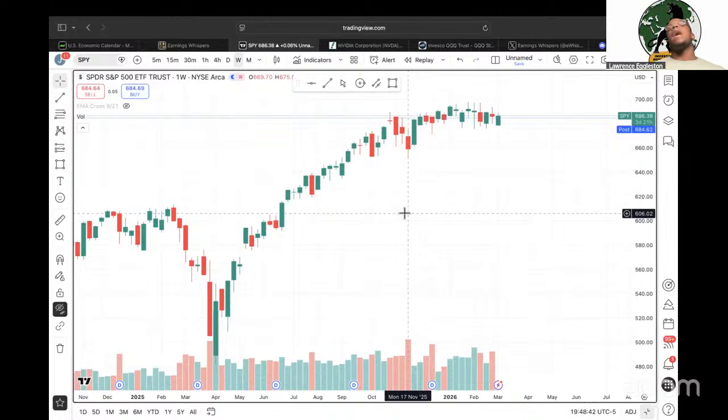What's the order of how the indices correct? NASDAQ always corrects first, S&P corrects second, Dow corrects third. The distance between the S&P and the Dow is usually about 2%. A lot of times the Dow and the S&P 500 are in between 2 to 3% separation from each other on average. Not saying that's always, but on average the Dow will usually be 2 to 3% trailing behind the S&P 500.